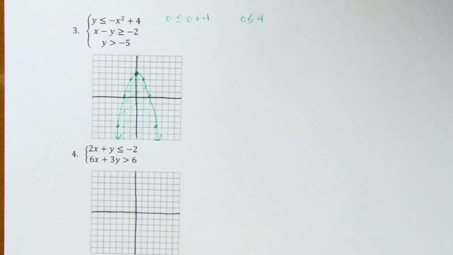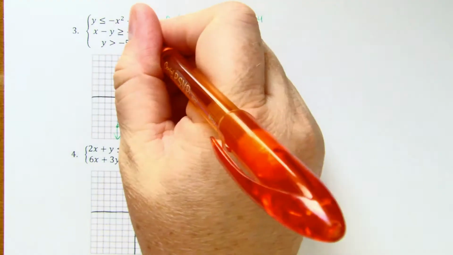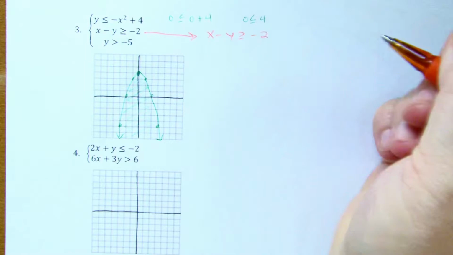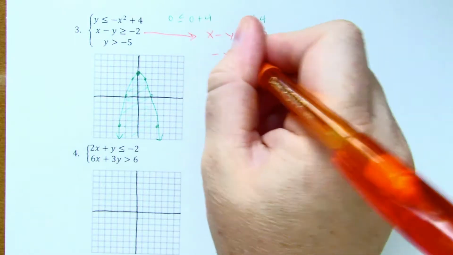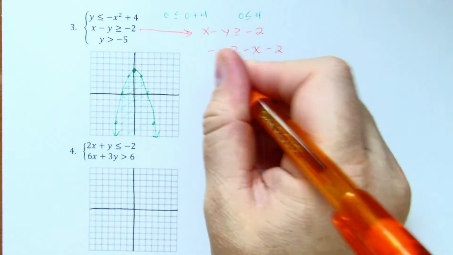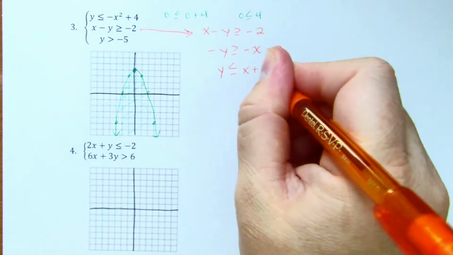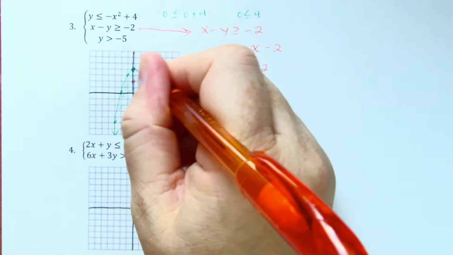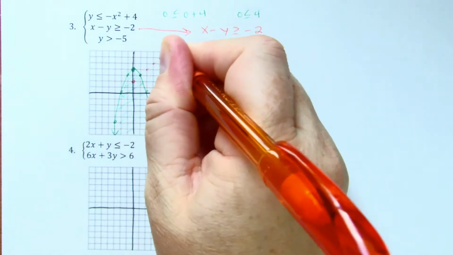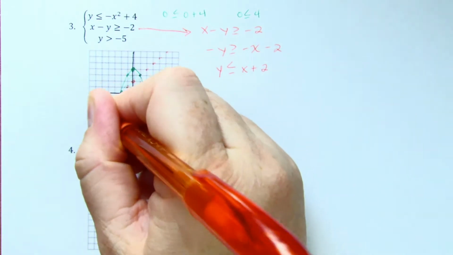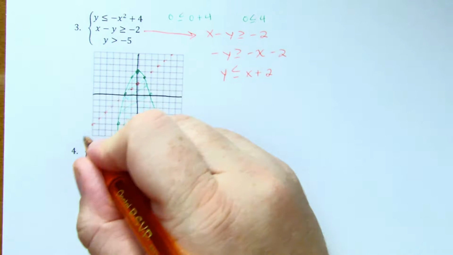Next one is a linear inequality, and I'm going to go ahead and get y by itself. x minus y greater than or equal to -2. I can subtract x. And I can divide by a negative, but remember I have to flip that inequality. And my y-intercept is 2. My slope is +1, up 1 over 1, up 1 over 1. I'll do as many points as I can fit here. That way we get the most accurate graph possible.